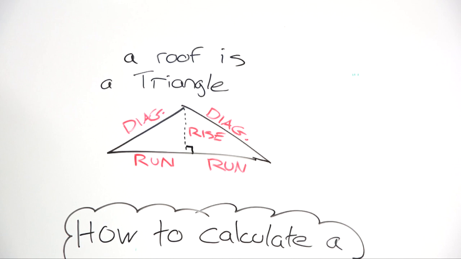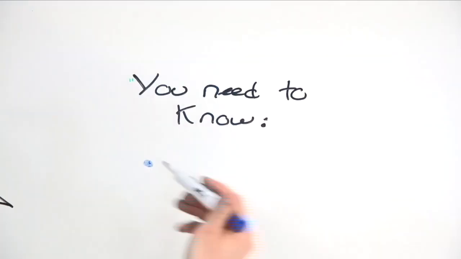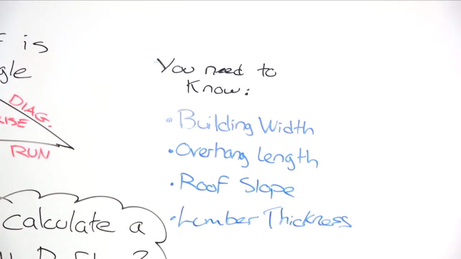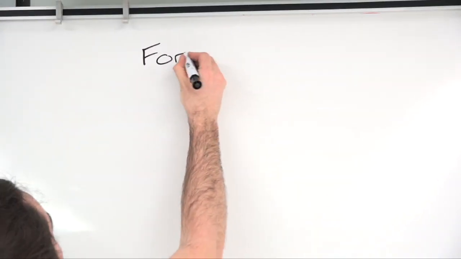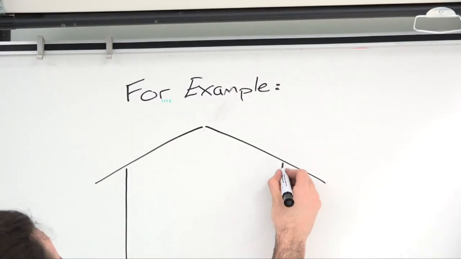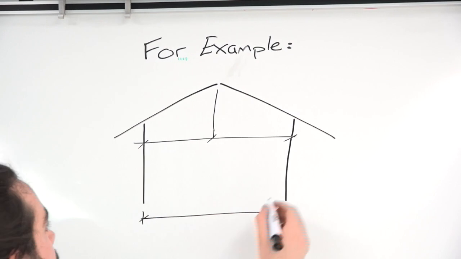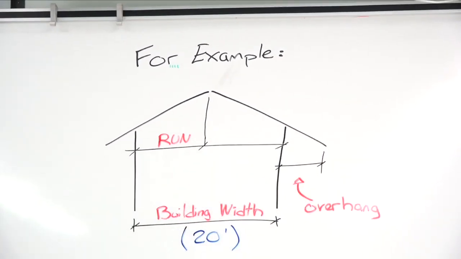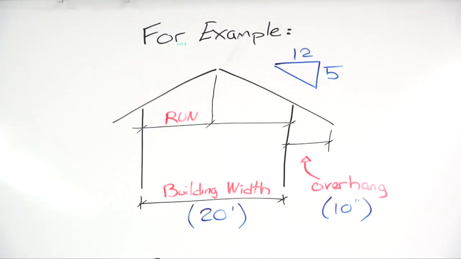Then let's apply that to a house. So from that house, you need to know the building width, the overhang length, the roof slope, and the lumber thickness that you're going to use to build your roof. So let's take an example. We have a house. That house is 20 foot wide. It has an overhang of 10 inches. And we have a roof slope of 5/12. If you're not used to that kind of designation for roof slopes, we'll talk about that another time.